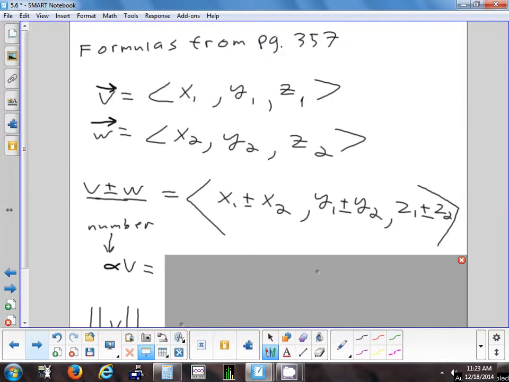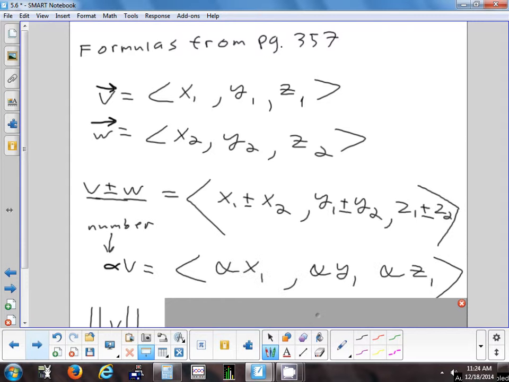Okay, the next one is a scalar product, when you multiply a number by a vector. What property do you use there? It's very similar to a basic property. When you're trying to scale a vector, you got to scale each individual component. So we use the distributive property. Multiply the number in front of the vector to every component. So alpha times the x component, alpha times the y component, alpha times z.